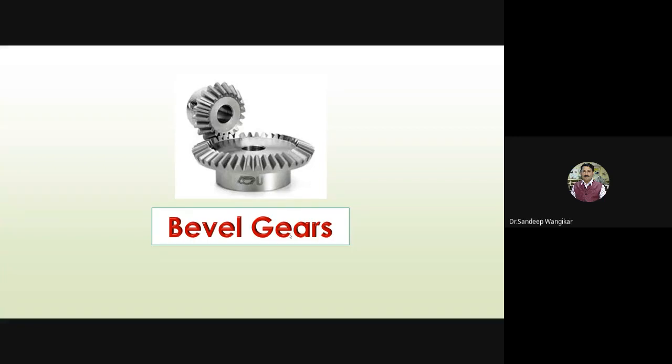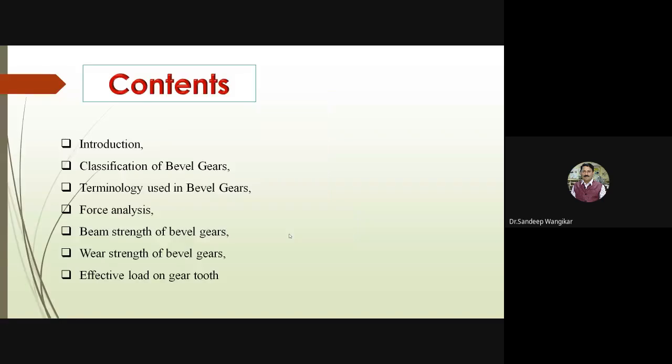So these all things we have discussed in spur and helical gear. So let us start the bevel gears. What we will be discussing in this bevel gear: classification of bevel gears, what are different types based on different things. Then terminology, as we have discussed in helical gear.